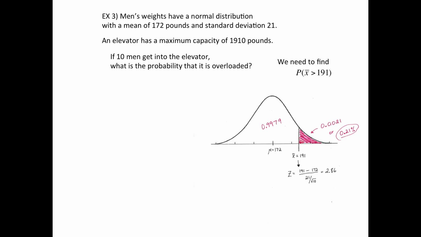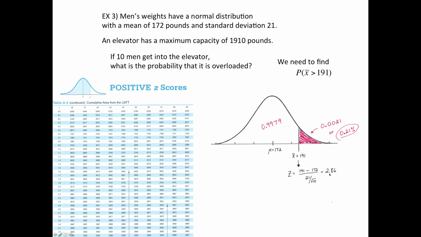So draw the picture, bell-shaped curve, 191. You do the z-score, and again, because it's 10 guys, you divide by the square root of 10 and get a 2.86. So we then look up a 2.86, which is a 99.79.